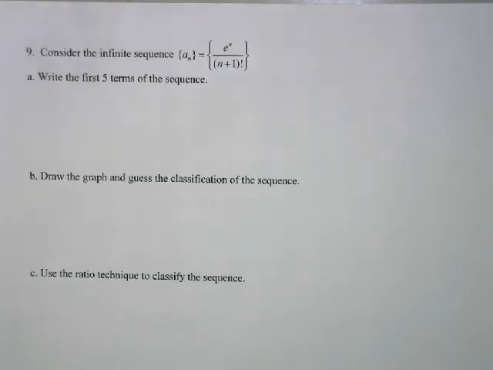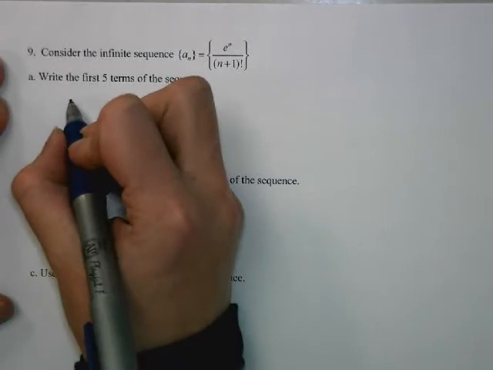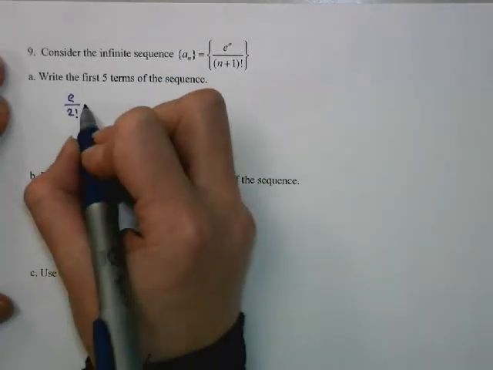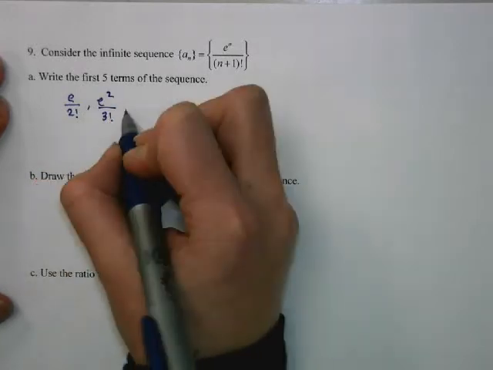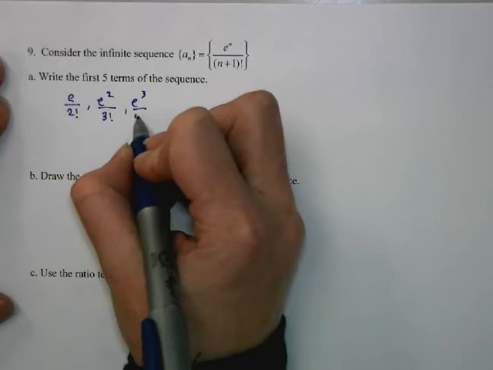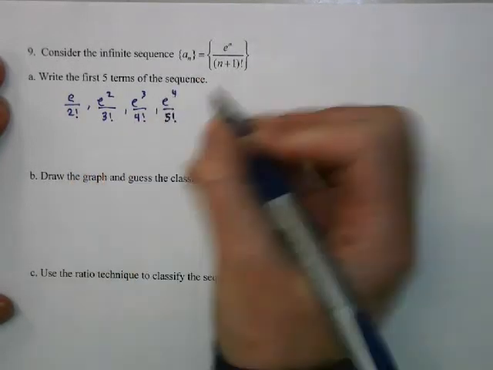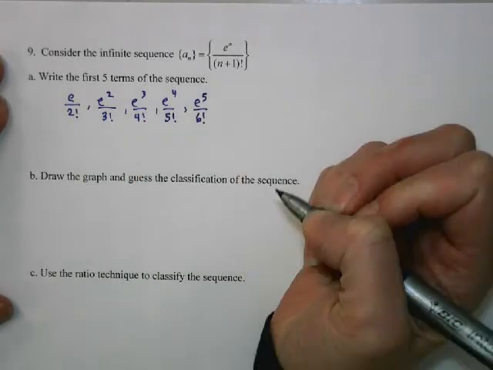Alright, so we've got this guy here. First 5 terms is going to be e over 2 factorial when we plug in 1, e squared over 3 factorial, e cubed over 4 factorial, e to the 4 over 5 factorial, and e to the 5 over 6 factorial.